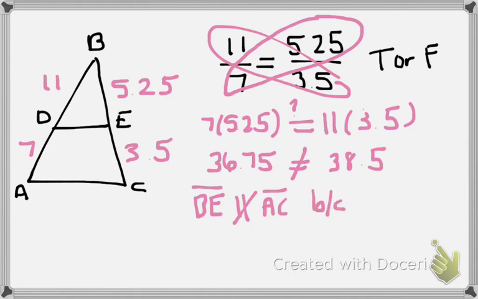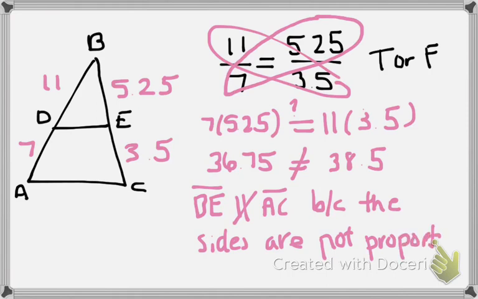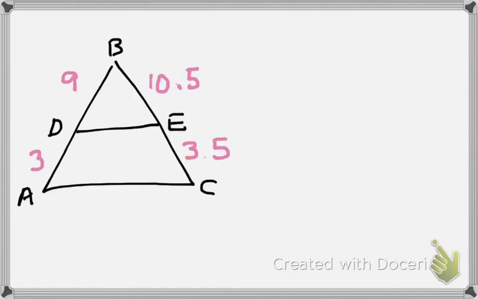And the reason why? Because the sides are not proportional. That's it. No distance formula for you. But that is how we prove whether or not we have parallel lines. We're going to use the converse of our triangle proportionality theorem. I'm going to run out of room on how to spell this. There we go. So again, testing, I just want to see, is DE parallel to AC?